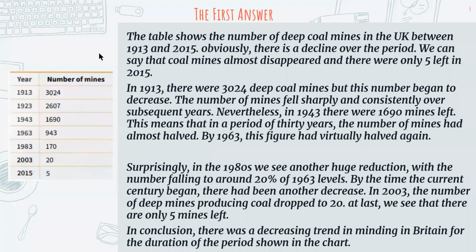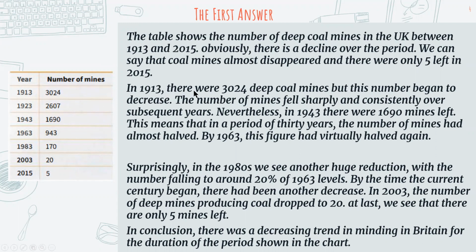Okay, so this is the first answer that we have for the table. The table shows the number of deep coal mines in the UK between 1913 and 2015. Obviously, there is a decline over the period. We can say that coal mines almost disappeared and there were only 5 left in 2015. So this is our introduction.